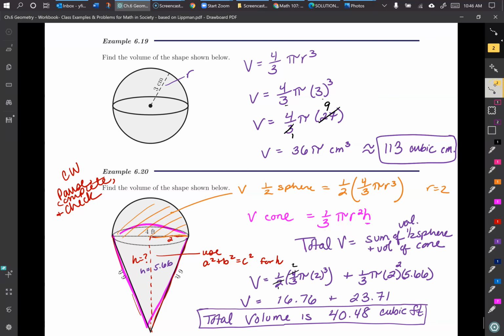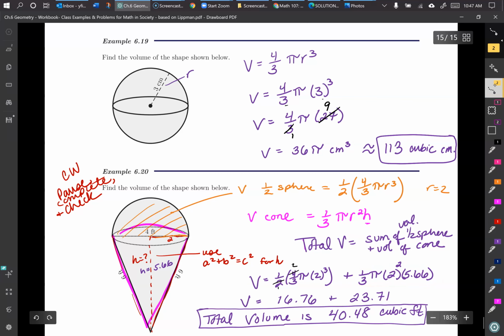Okay, so here's the answer for this. We had talked about the formulas here that you're going to use. And for the total volume, we're just going to add the volume of the half sphere plus the volume of the cone. So I just wrote it all in one line here, which you can do. That's a nice technique. Just fill in the info for the volume of the half sphere. So then I got 16.76 for that once I crunched my numbers. And then for the cone, I got 23.71.